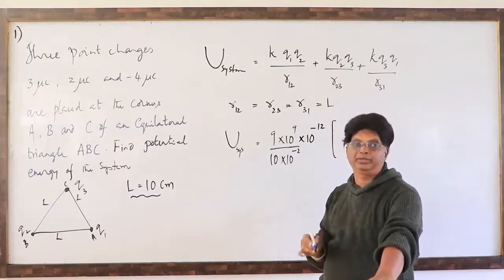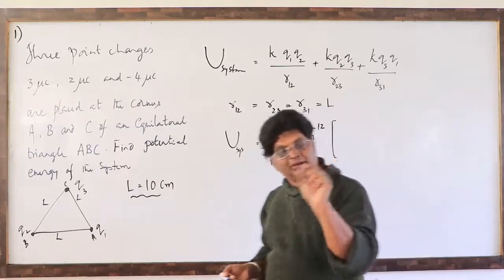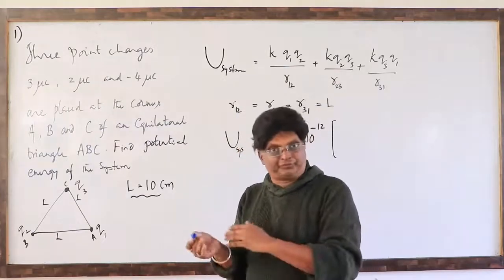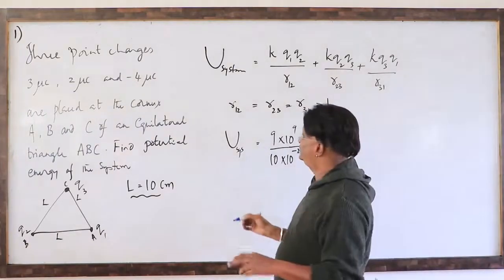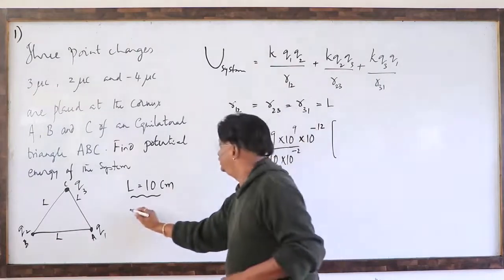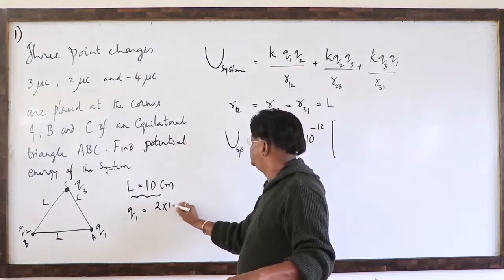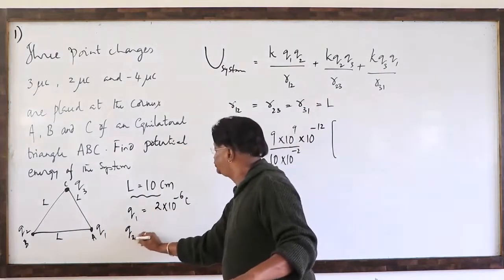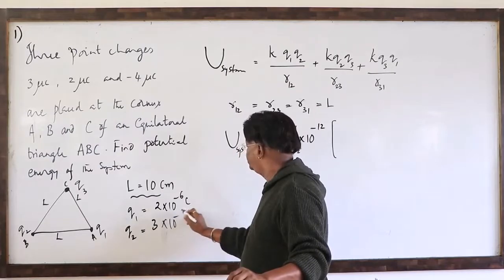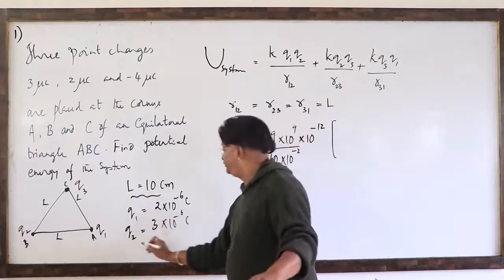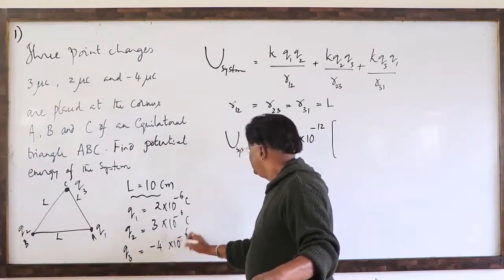This is an important thing in all your board examinations or any other exam: be good at writing those multiples and submultiples, converting them, and not forgetting to substitute them. Now here, Q1 is 2 micro, that is 2 into 10 raised minus 6, and Q2 is 3 into 10 raised minus 6, both being positive. Nothing is said, so it is a positive charge. And Q3 is given as negative, which is minus 4 into 10 raised minus 6 coulombs.